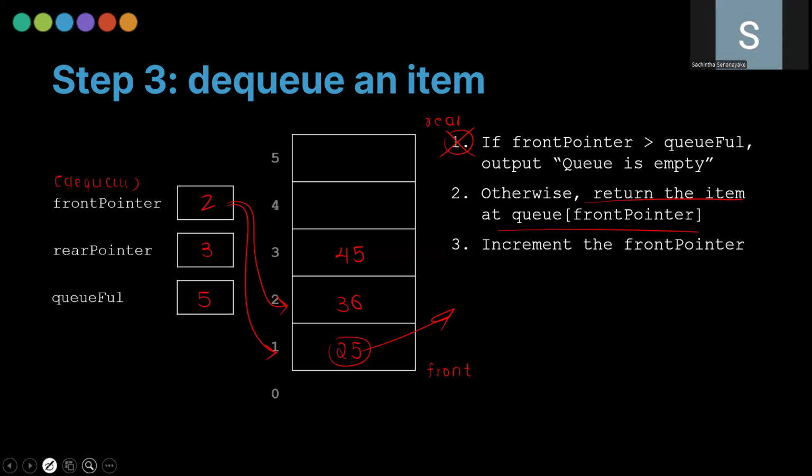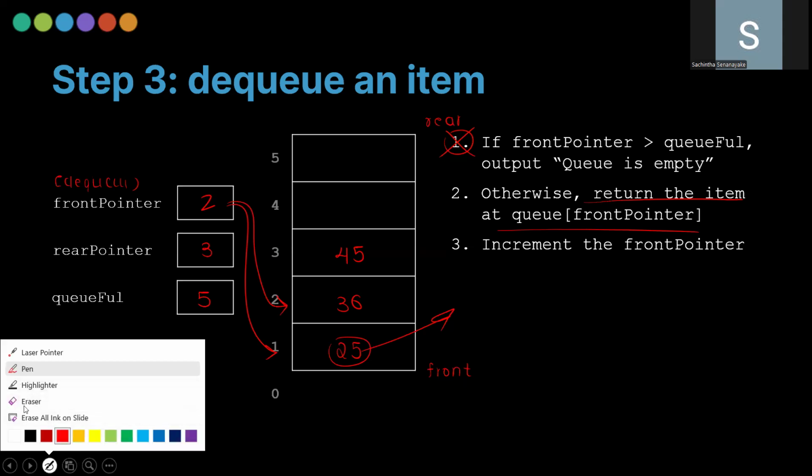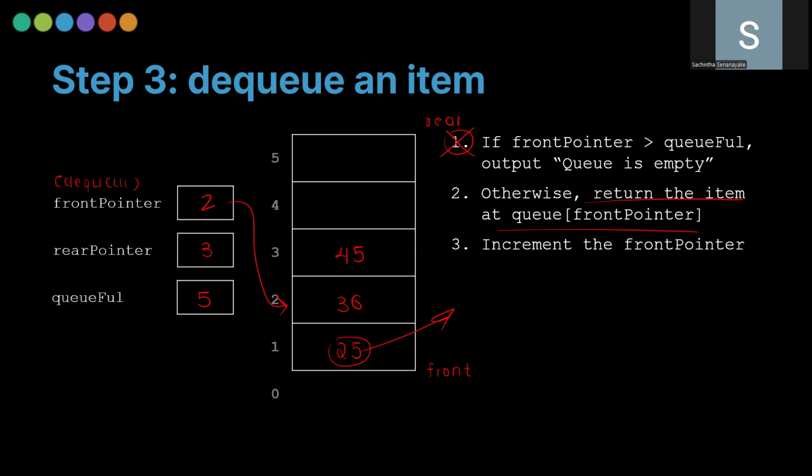And of course, as a result of updating our front pointer, you can expect that this 25 gets dereferenced. Thereby, this would now be a garbage value in memory, which is free to be overwritten the next time an item is pushed, or in this case, enqueued back to the queue.